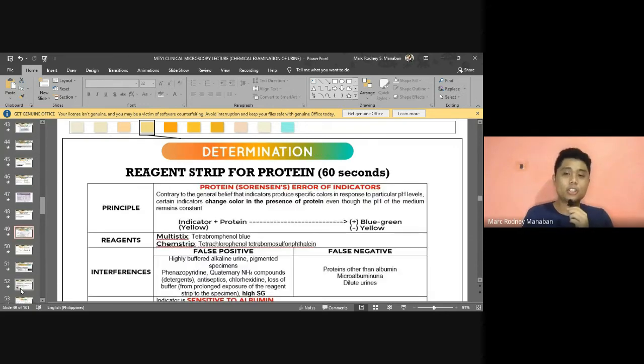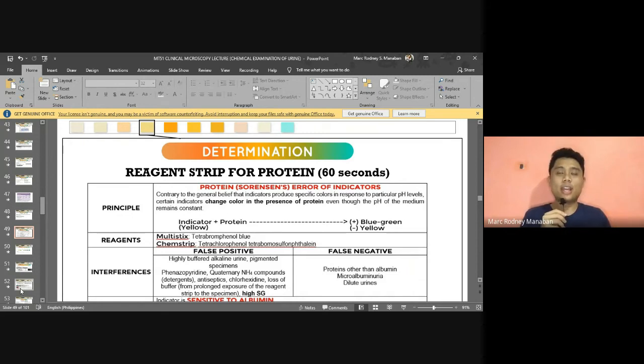Now we go to determination, especially by reagent strip. The reagent strip for protein takes how many seconds? Of course, 60, part of PAPA-BUN, PAPA-BULAN. And what is the principle? Protein error of indicators. Because you have an indicator impregnated in your pad.